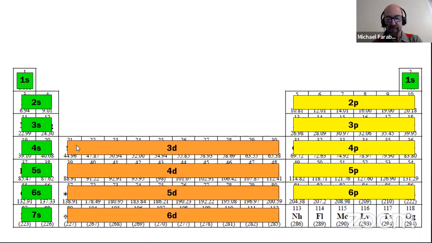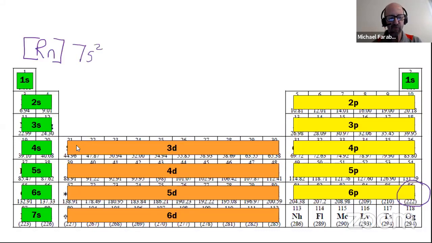So the previous noble gas, which again is kind of covered up here on this slide, is radon. So radon, that contains 86 electrons. Well, what comes after radon would be francium and radium. So I'm going to go ahead and call this 7s2.